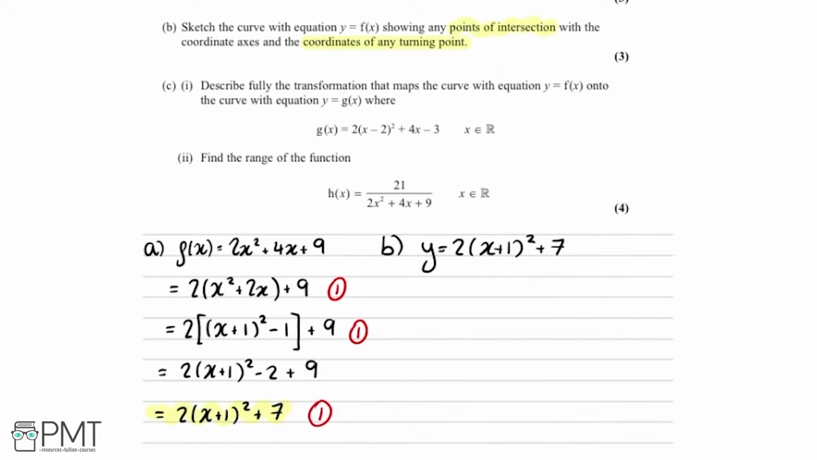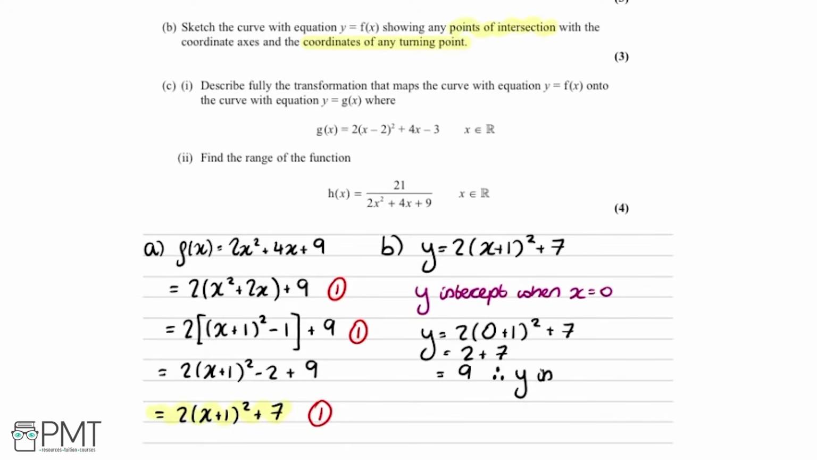Well, let's think about points of intersection first. So you've got the y-intercept when x equals 0. So we're going to try that. We would say y equals 2. And if we set x equal to 0, we've got 0 plus 1 squared plus 7, which equals, okay, so that's 2. And this bracket would just turn out to be 1. So we can ignore that, and that would be 7 plus 2, and that would be 9. So therefore, the y-intercept is going to be at 0, 9.